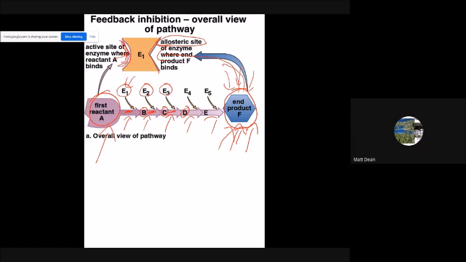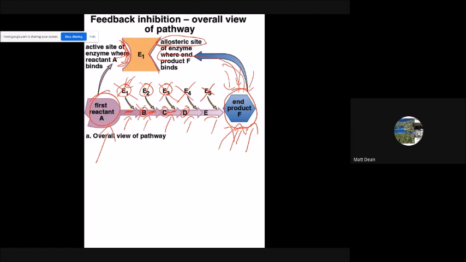Well, that means that enzyme 1 doesn't work anymore. Well, if enzyme 1 doesn't work anymore, that means substance B isn't being produced. Well, if substance B isn't produced, there's no substrate for enzyme 2, so it doesn't work, which means that enzyme 3 doesn't work, which means that enzyme 4 and 5 don't work. So by the end product binding to that allosteric site, it essentially turns off the whole metabolic pathway.